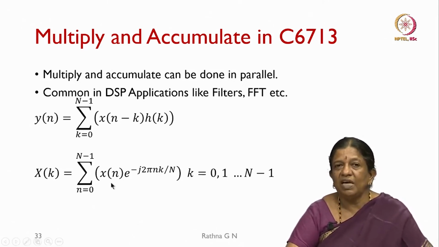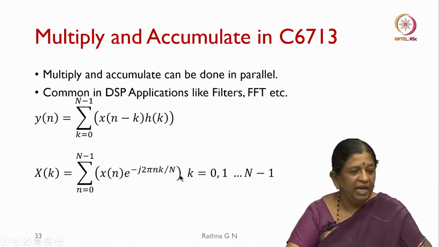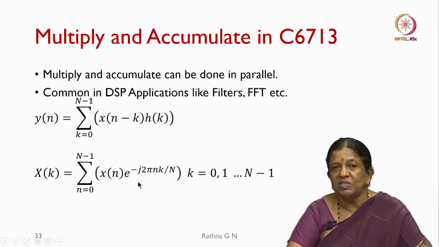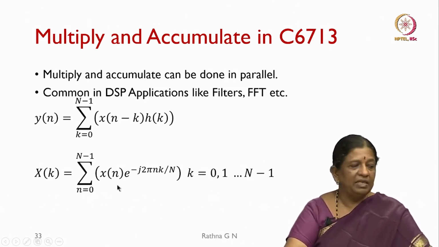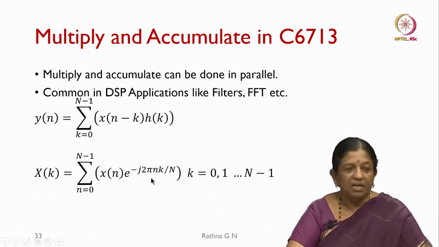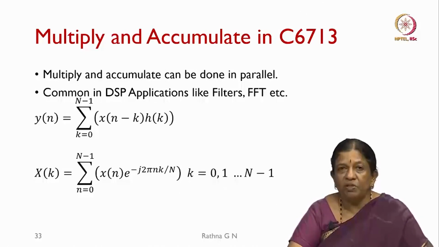So, the next one: I know that X of k is my Fourier output, and x of n is the input, with e power minus j 2 pi n k by N, and this also needs multiplication and accumulation. I can consider the sine and cos functions separately and do them in parallel. So, we will see when I take up FFT how we will be doing the operations in our DSP processor.